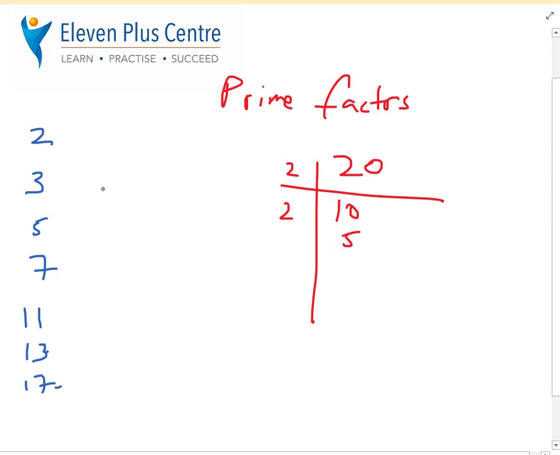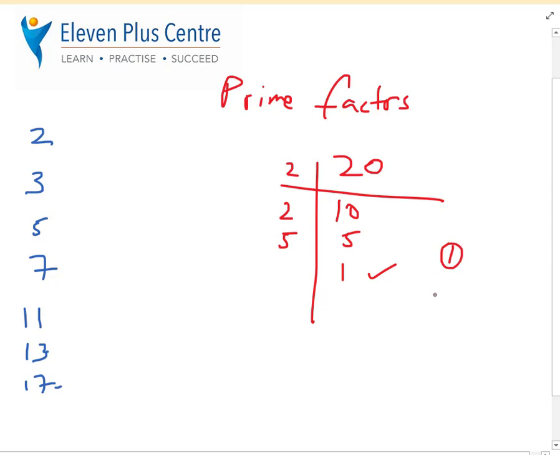Can we do 5 divided by 3? The answer is no. Then we move on to the next one. Can we do 5 divided by 5? The answer is yes. And 5 divided by 5, we put the answer underneath, which is 1. When we've reached 1, we know that this calculation is complete.